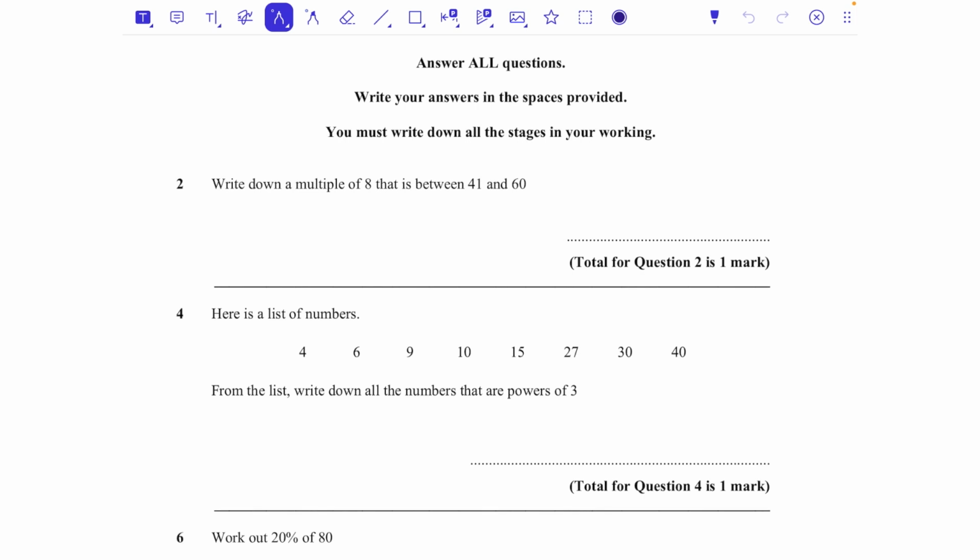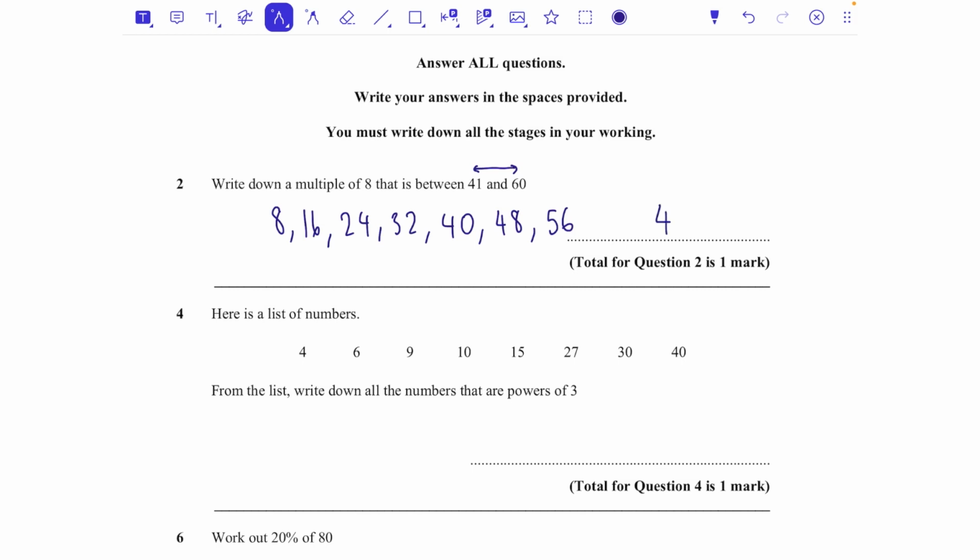Question number 2. Write down a multiple of 8 that is between 41 and 60. So multiples of 8 are numbers in the 8 times table. So you could have 8, 16, 24, 32, 40 and so on. But we want to make sure that we're using one between 41 and 60. So 48, that would be a great option, or 56. Either of those are numbers in the 8 times table, multiples of 8 between 41 and 60.